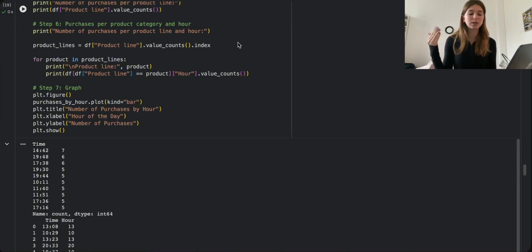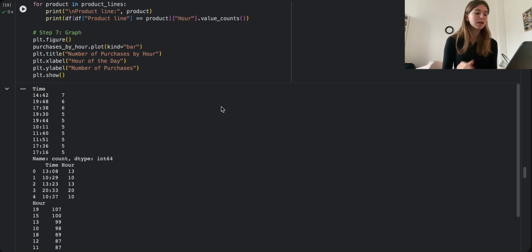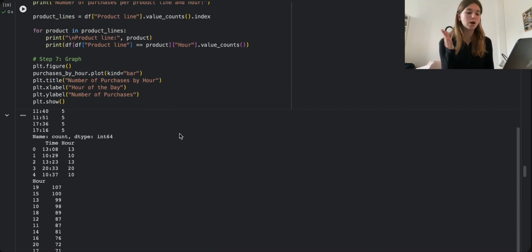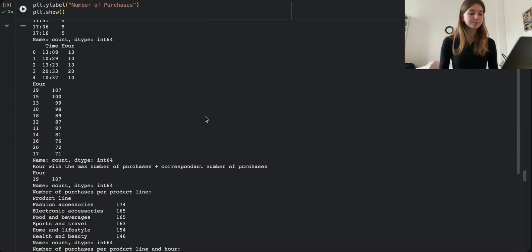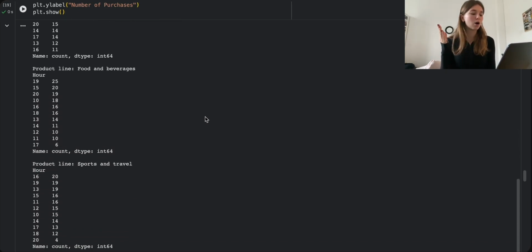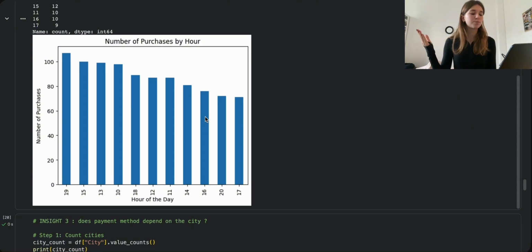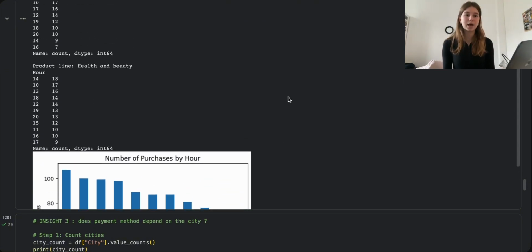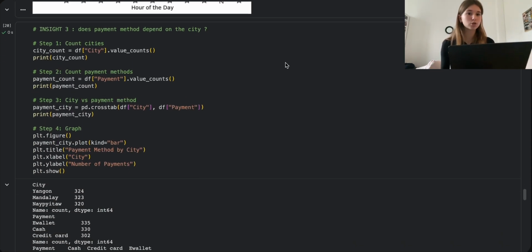For the second part, we analyzed the number of purchases this time per product category and compared them across different hours to see if certain products tend to be bought at a specific time of the day. So finally, we visualize the number of purchases per hour using a bar chart to clearly show the peak shopping times. So the conclusion of this is that purchases are concentrated mainly around midday and later in the afternoon. And also different product categories show different purchase patterns depending on the time, which indicates that the time of purchase does influence the customer's behavior.